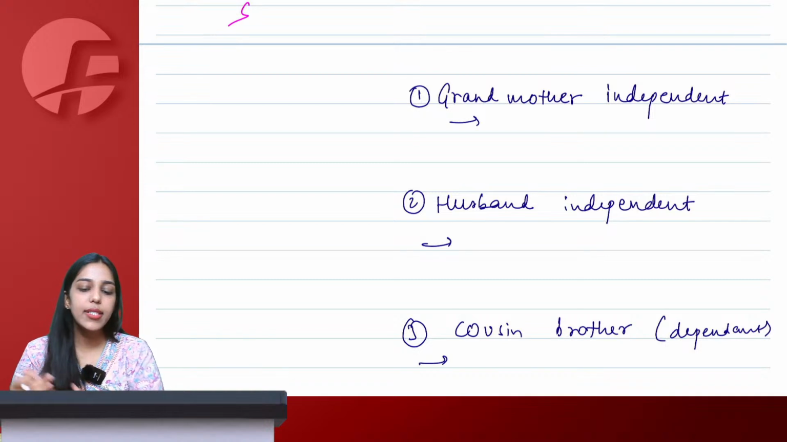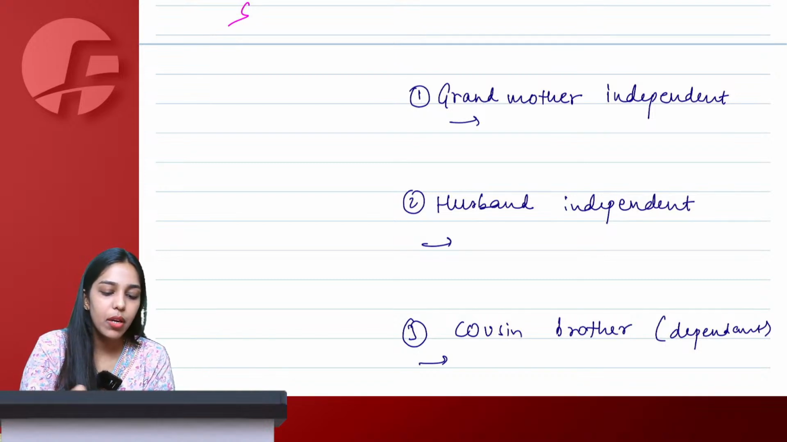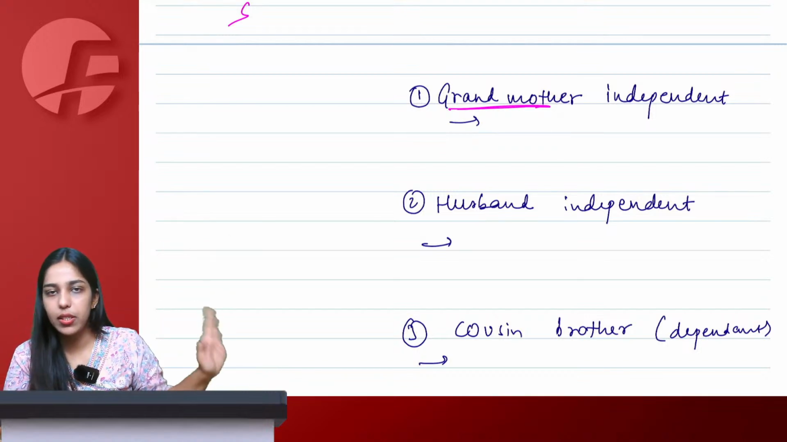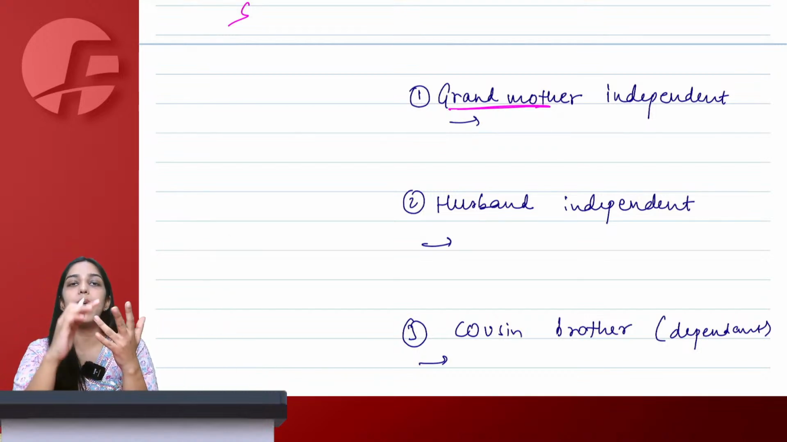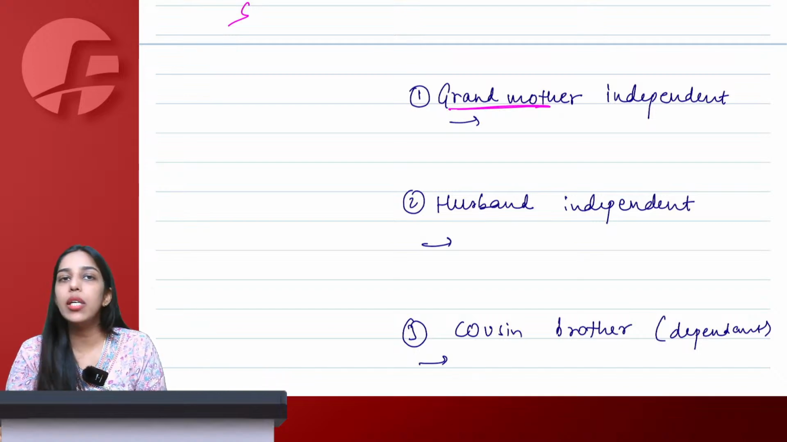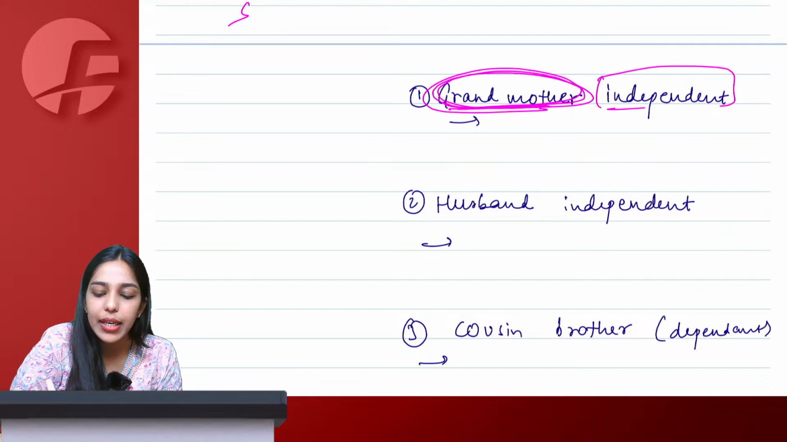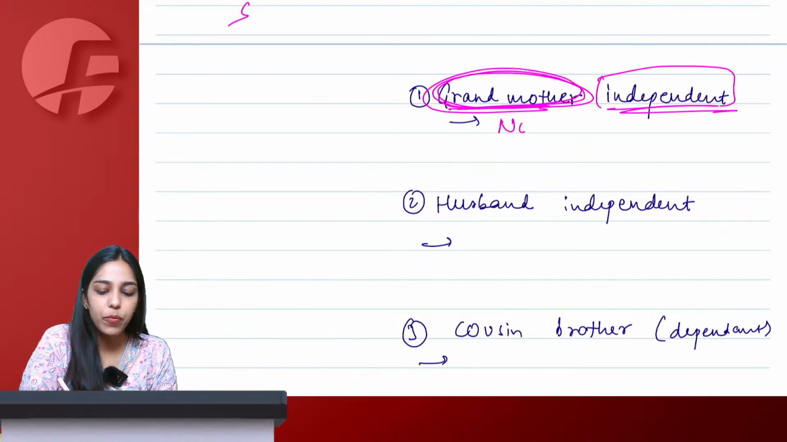Chal. Case number 1. Grandmother. Spouse and children are always related persons. But parents, grandparents, brother and sister are related only if they are dependent. So your grandparent who is independent, which simply means no, this is not a related person.